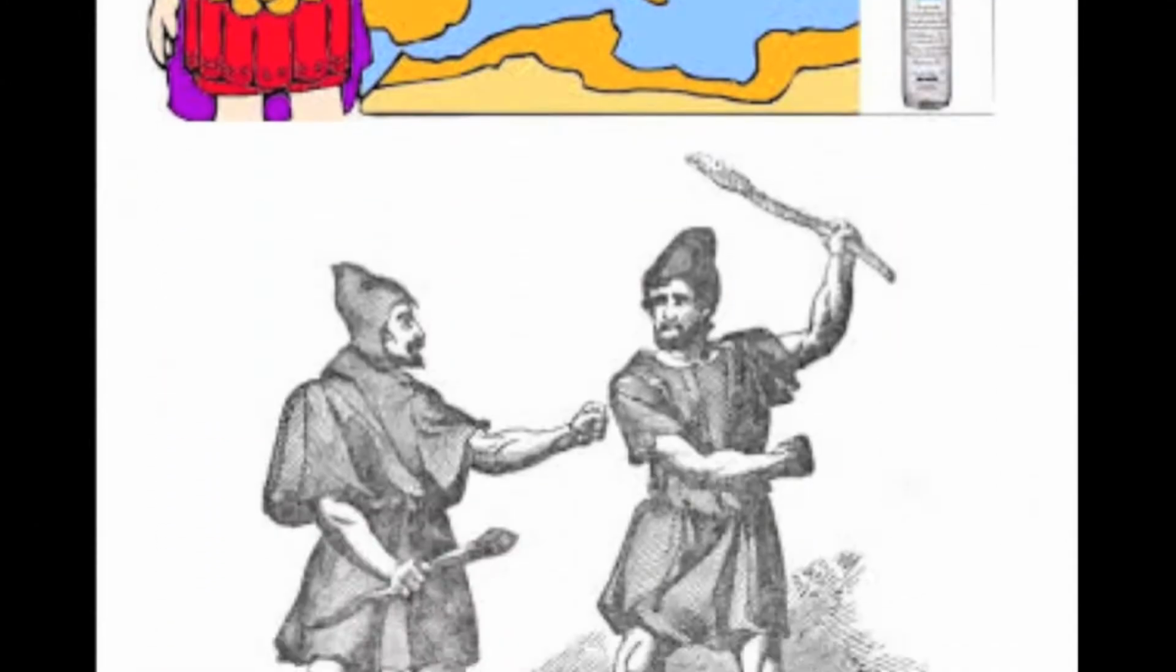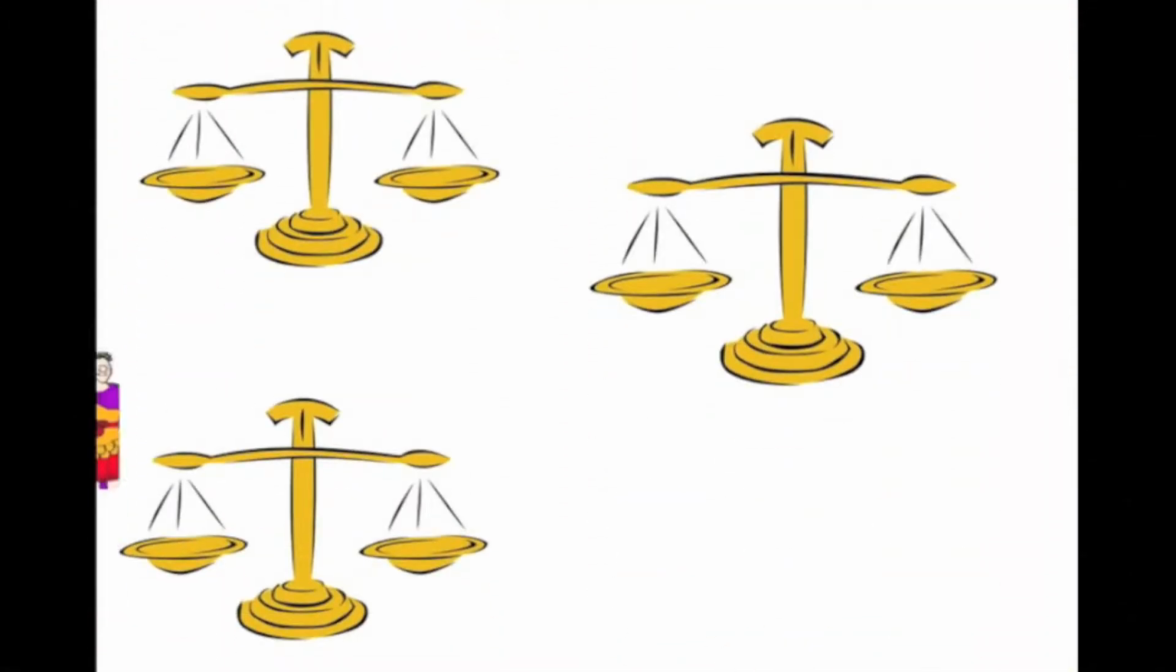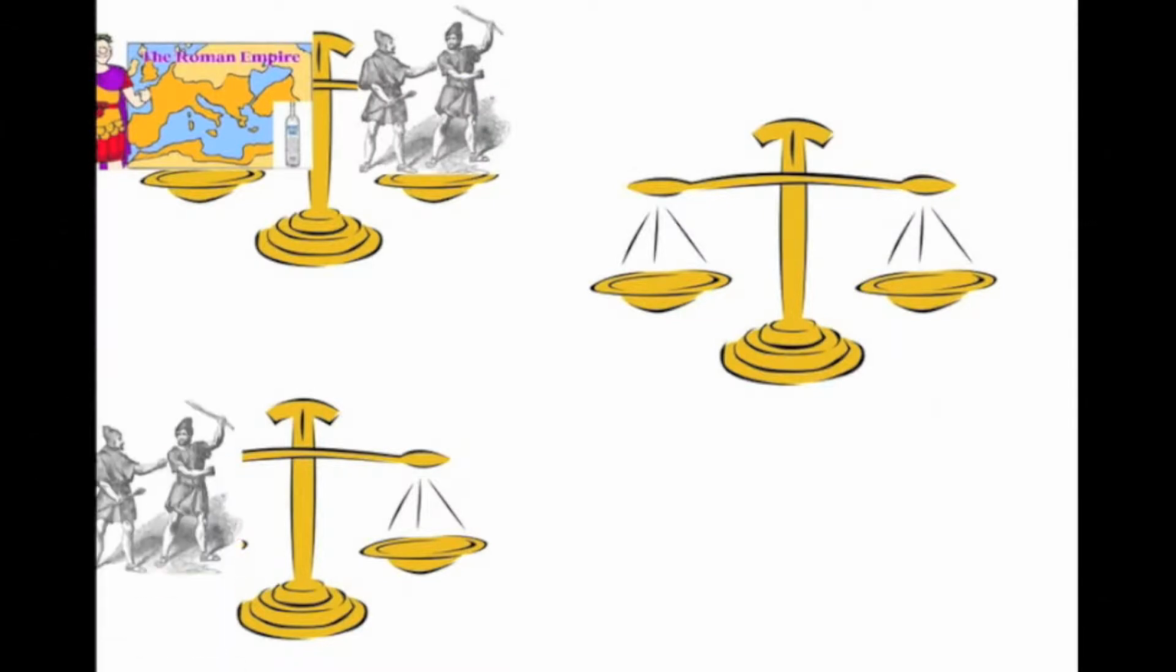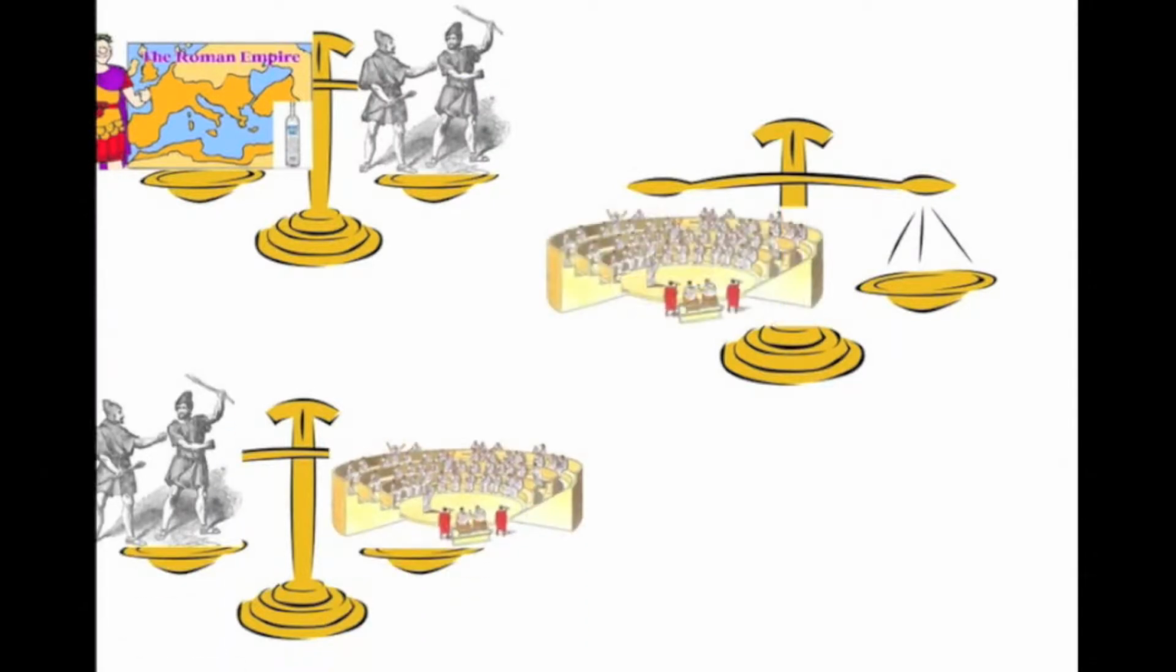In the Roman Republic, there are three main powers: the dictator, the plebeians, and the senate. Those three powers are all in balance, which is why it is called the Roman Republic.